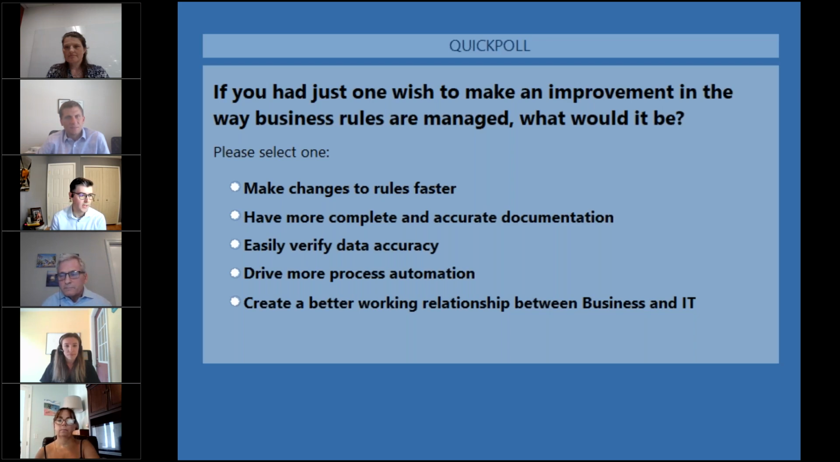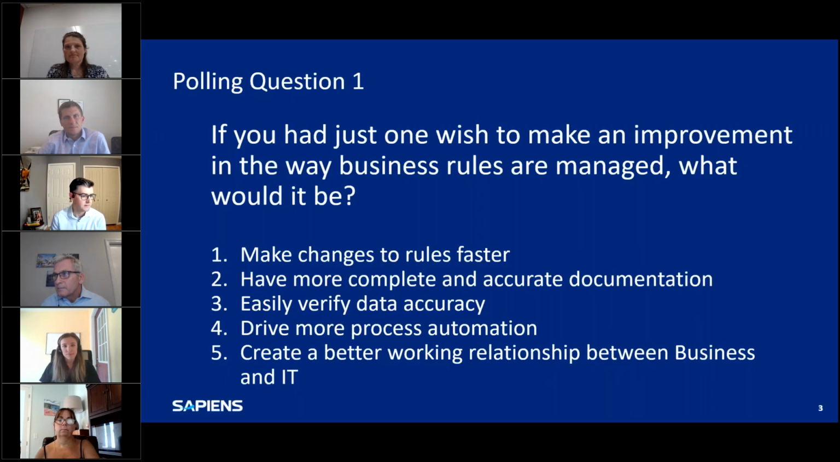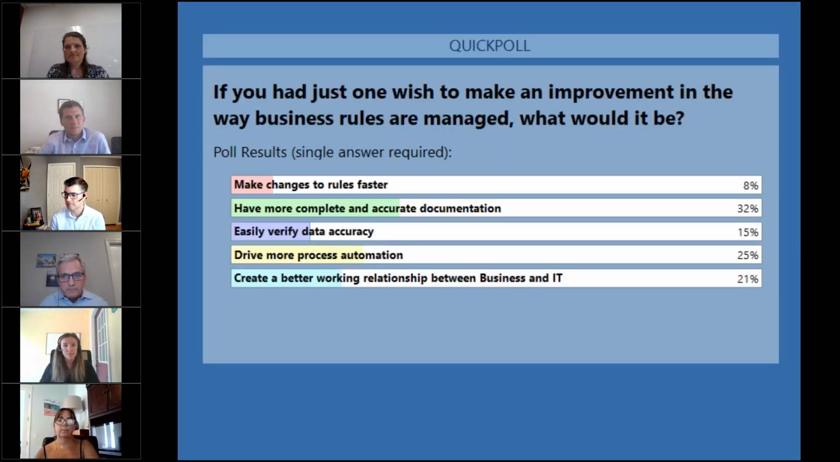So far, having more complete, accurate documentation seems to be winning out with driving process automation as a close second. All right, so yeah, here are the results from our quick poll. Complete and accurate documentation. That is interesting. I would have lost the bet.